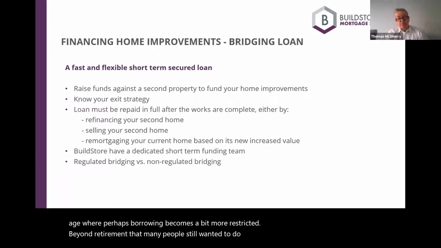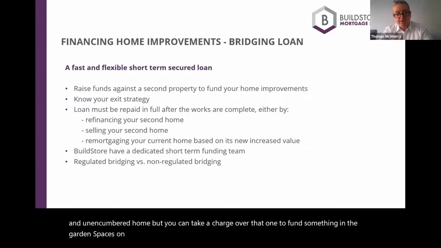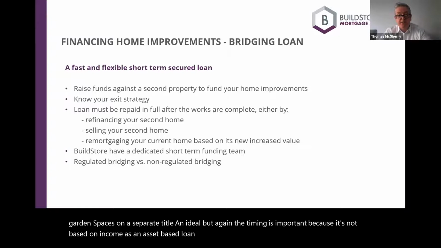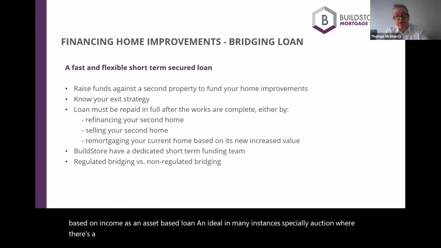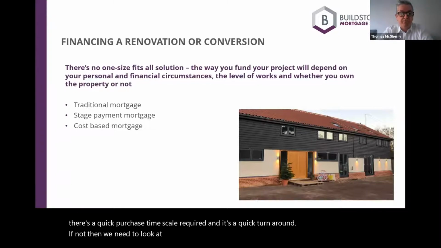And in fact, bridging is ideal for where there's an unencumbered home, where you can take a charge over that one to fund something in the garden space that's on a separate title. Ideal, but again, the timing is important because it's not based on income, it's an asset-based loan, and ideal in many instances, especially auction, where there's a quick purchase timescale required and it's a quick turnaround. If not, then we need to look at something more significant.